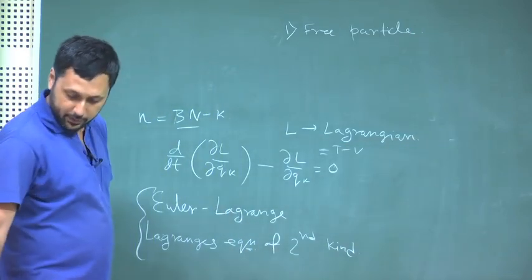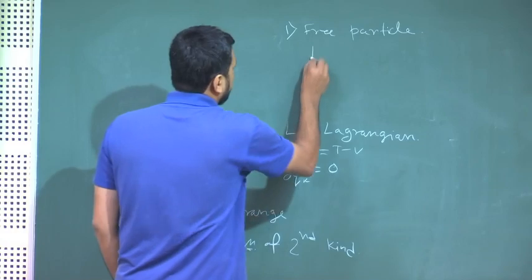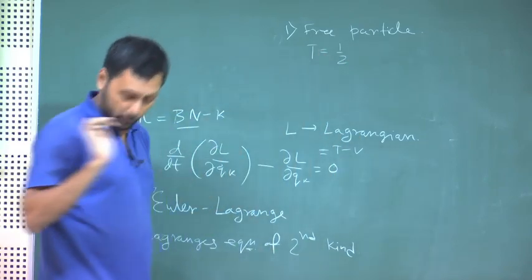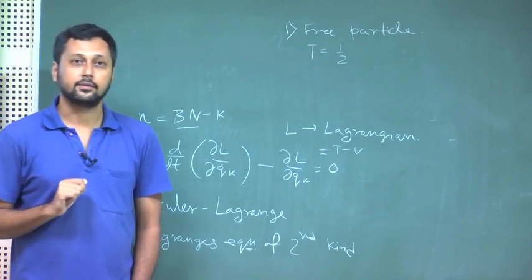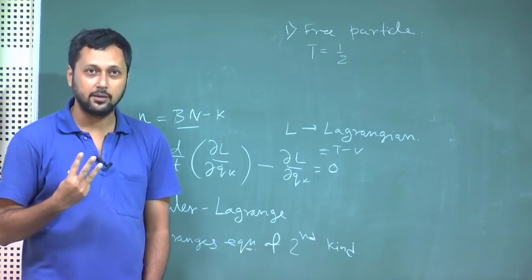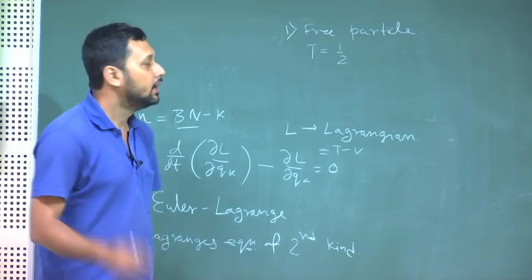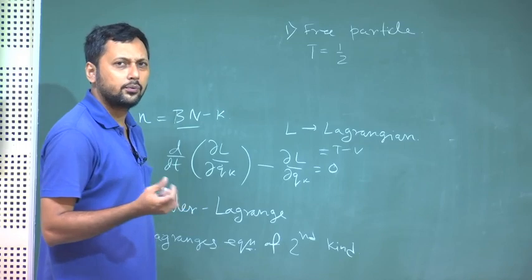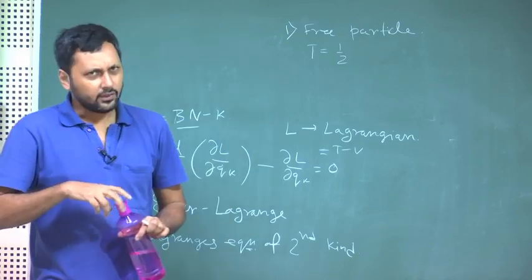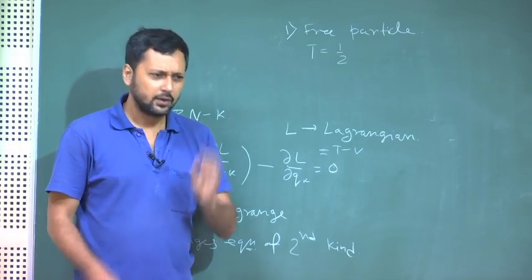So, for a free particle, we have, what do we have? We have T, which is given by half. Okay, first of all, how many degrees of freedom does a free particle have? The answer is 3. We have already discussed it many times, that we need 3 independent coordinates in order to describe the motion of a free particle. These 3 independent coordinates we might as well choose x, y, z, we can choose r, theta, phi, or we can choose any coordinate we can think of.